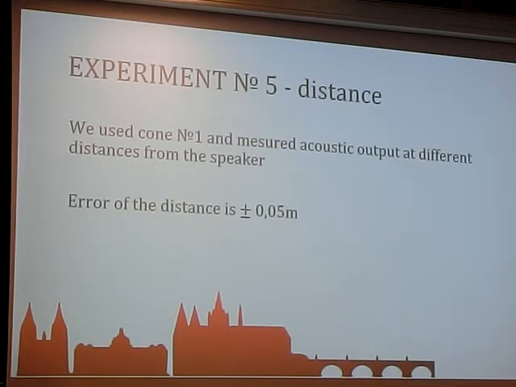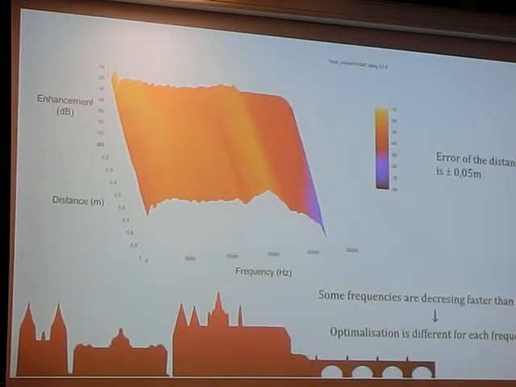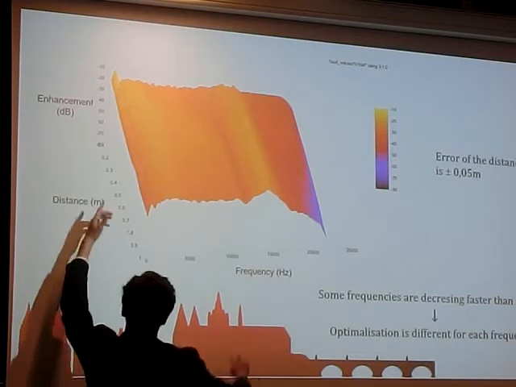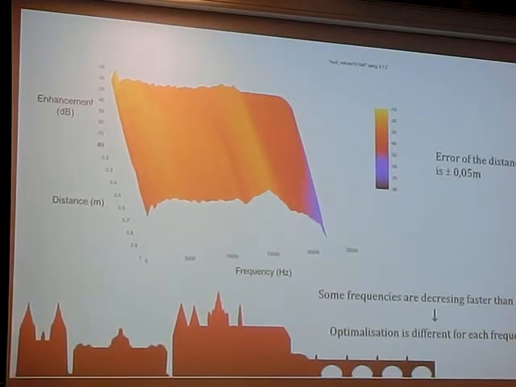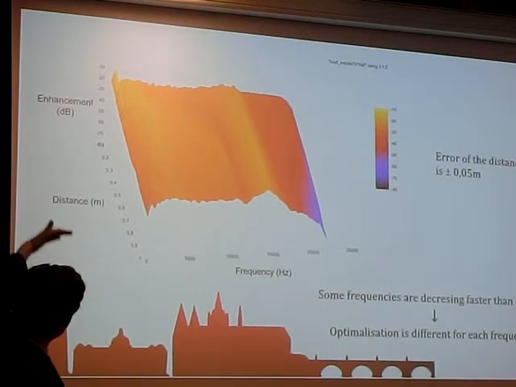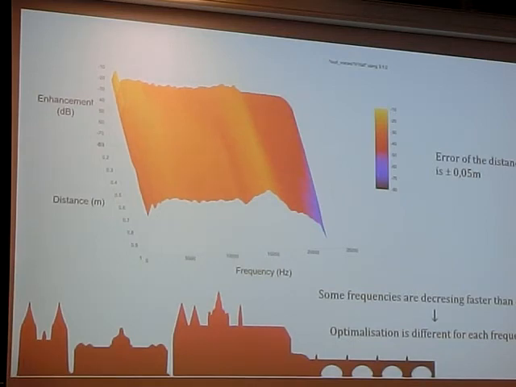Then we got experiment number 5, as we used the cone to measure acoustic output at different distances from the speaker. And what we've got is this graph, where you can see the amplitude in decibels, the frequency, and the distance. So to understand this graph, imagine that the sound is approaching you from up and down, and you can see how the spectrum changes.